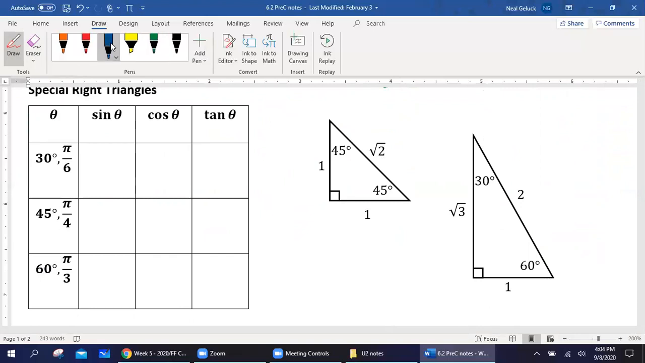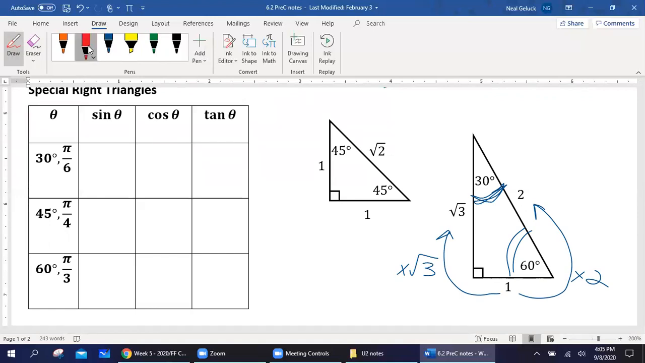These are special angles because the right triangles they make have very special properties with their side lengths. Their side length ratios are nice numbers, or nicer numbers. So on a 30, 60, 90, for example, I want you to notice that the hypotenuse is double the shorter leg. The long leg is root 3 times the shorter leg. That's going to come up in the next problems in a little bit.